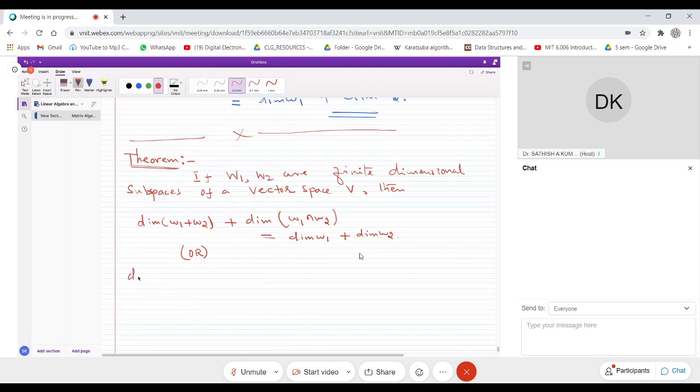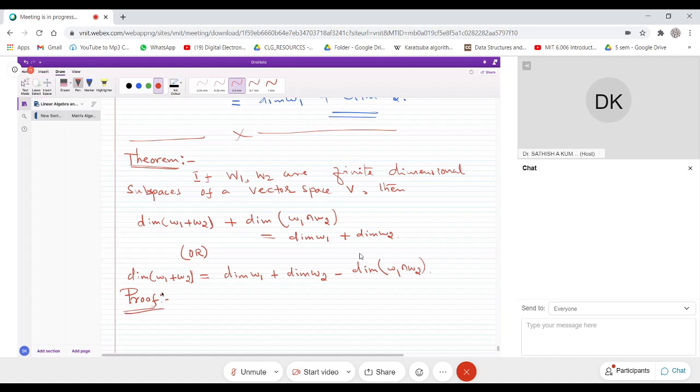dimension of W1 plus W2 is the same as dimension of W1 plus dimension of W2, minus the dimension of the intersection. It will be like the previous result only. Okay, so there are some books that write it this way. Anyway, that's a similar thing. Let us now quickly see the proof of this.